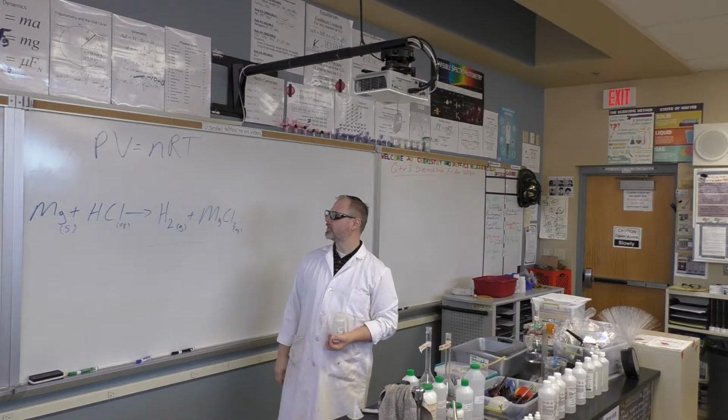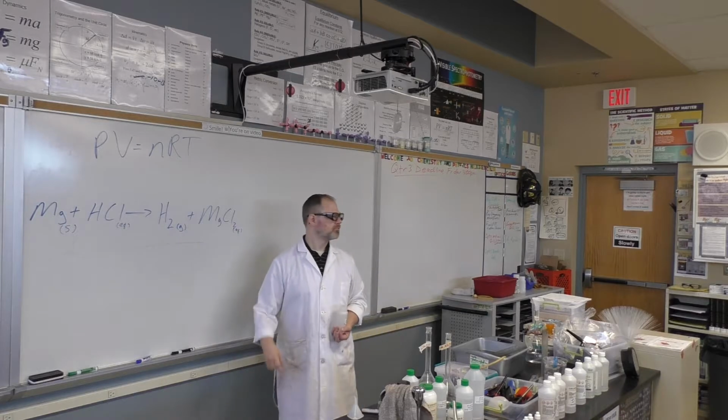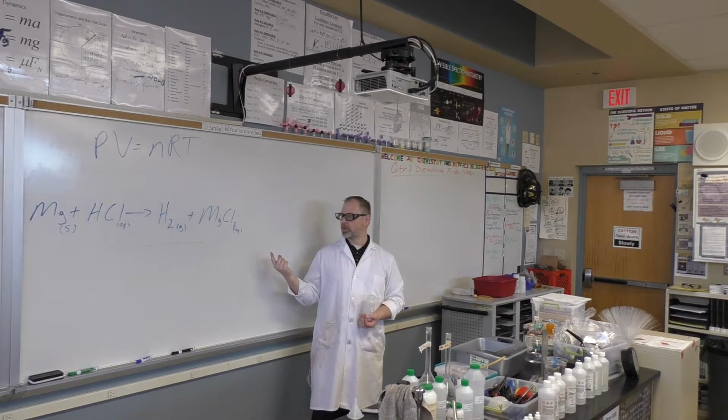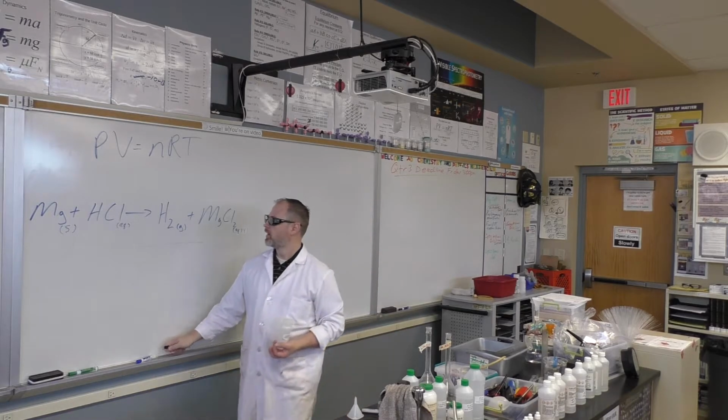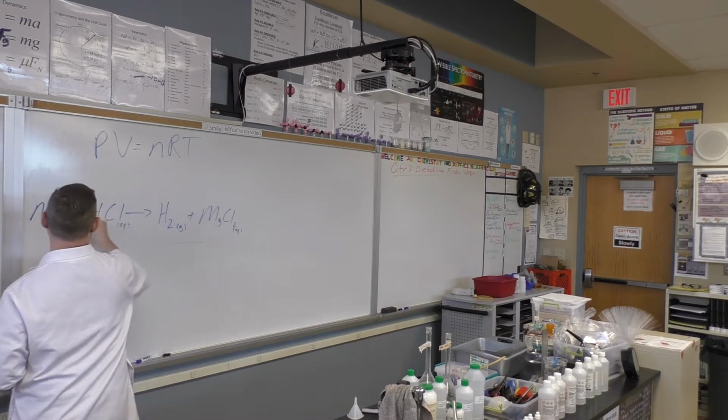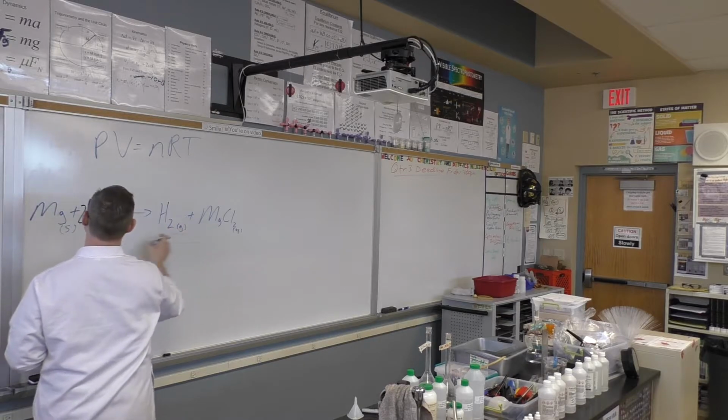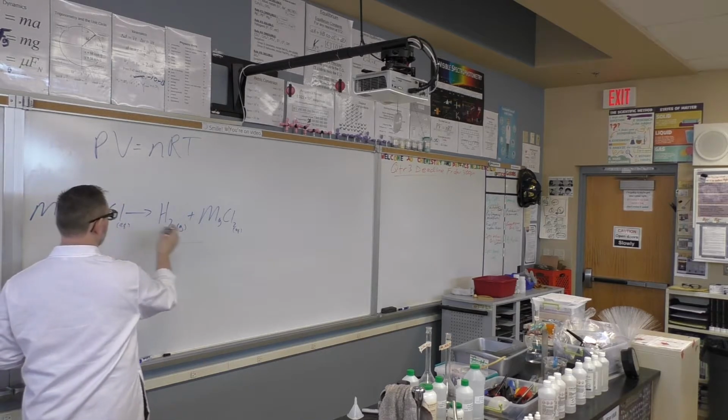Is this a balanced chemical reaction? No. Can we balance it? Yes. How might we balance it? Add a 2 to HCl. Add a 2 to the HCl? Yeah. And then we've got 1 magnesium, 2 hydrogens, 2 hydrogens, 2 chlorines, 2 chlorines.